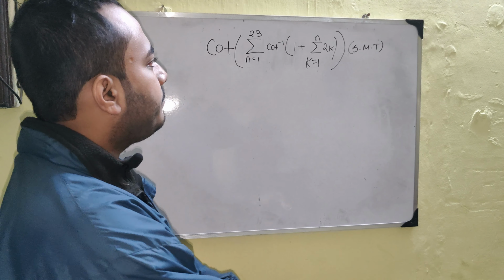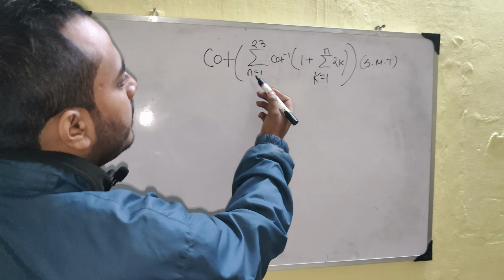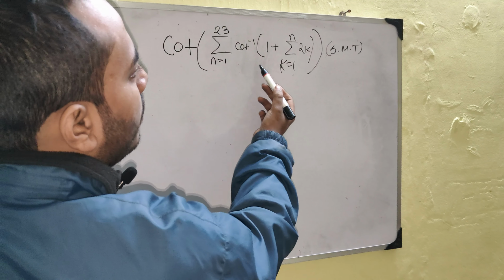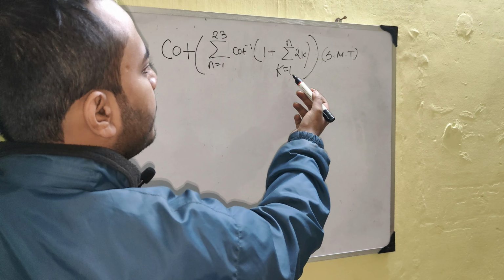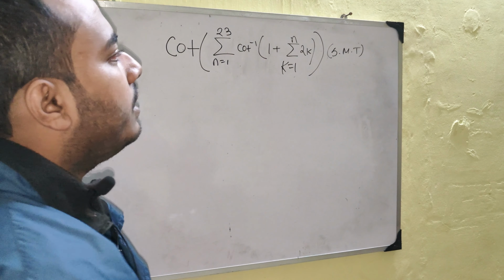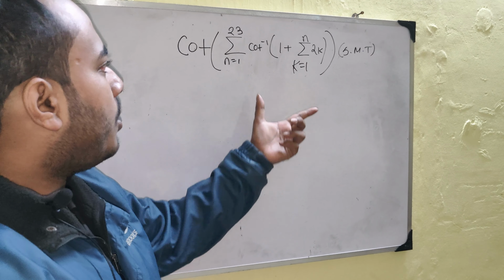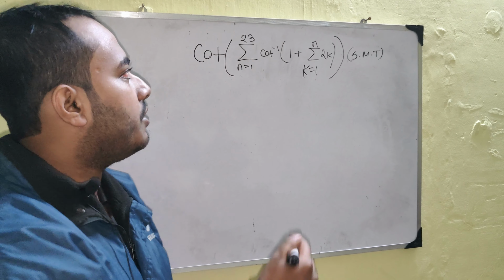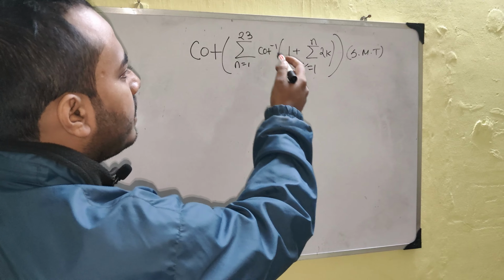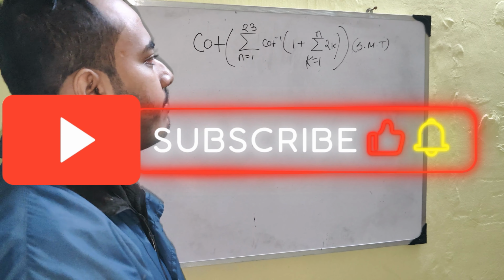So it's saying cot of summation n equals 1 to 23 cot inverse of 1 plus summation k equals 1 to n of 2k. Now this problem might seem a little complicated because of these two summations and the cot inverse, but you just have to follow the steps.